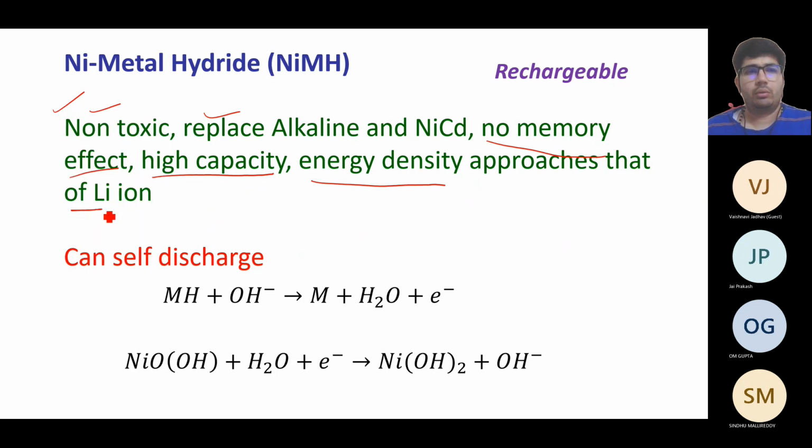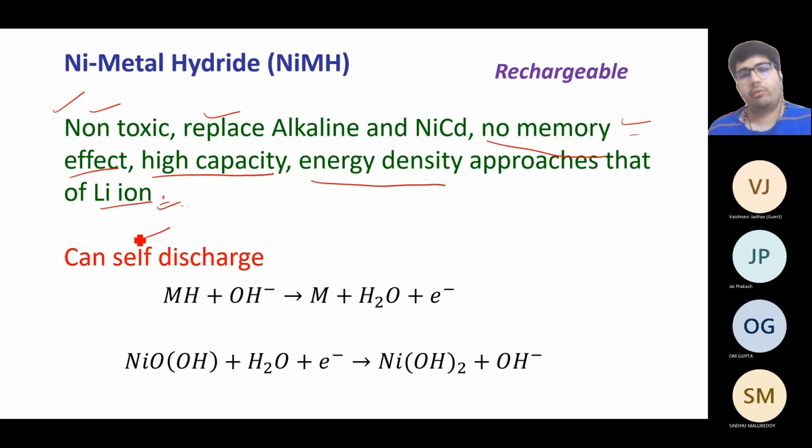Compared to the batteries available in the market, lithium-ion has very good energy density. Nickel metal hydride batteries have comparable energy density to lithium-ion batteries. They are non-toxic and replaceable, so they have a good advantage. They have no memory effect, which is also a very good advantage, so we can use the maximum capacity. The disadvantage is that it can self-discharge.